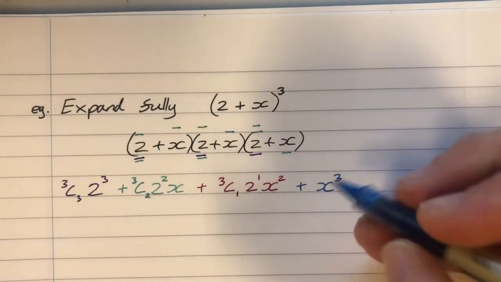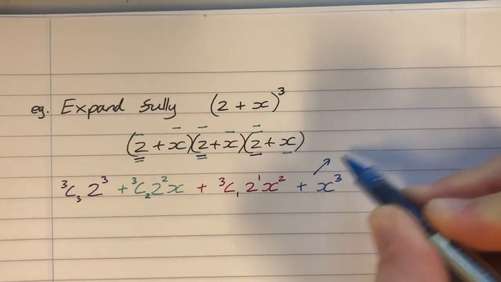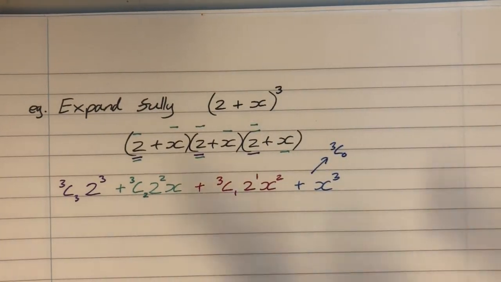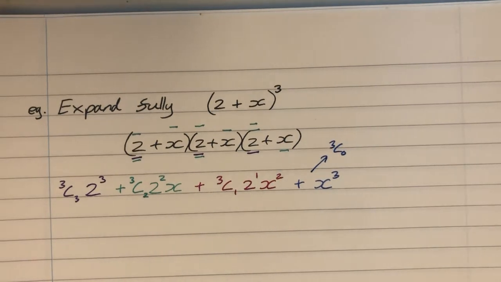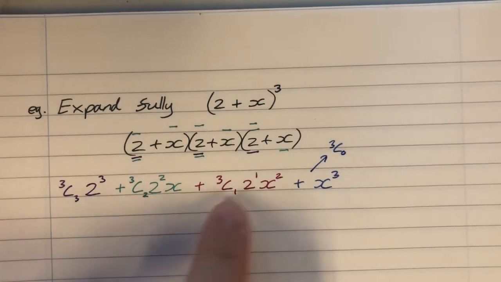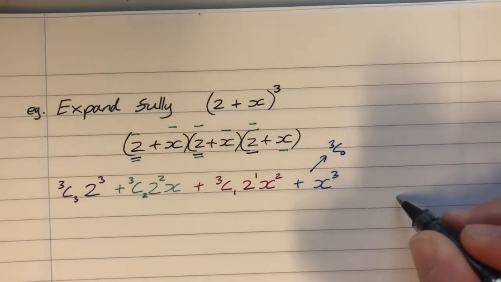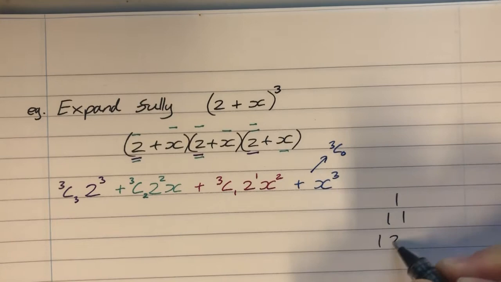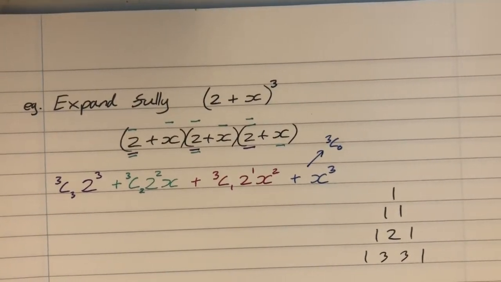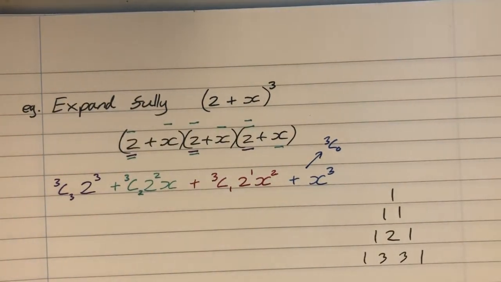And over here, I could put in the coefficient 3 choose 0. That's the number of ways of choosing 0 2s from the 3 2s I have. But if you think of Pascal's triangle, which is exactly what these binomial coefficients come from, 1, 1, 1, 1, 2, 1, 1, 3, 3, 1, that's the row I want. Let's do this in the right colours.